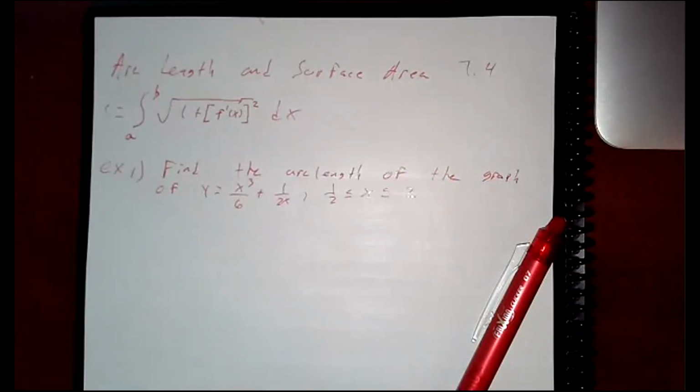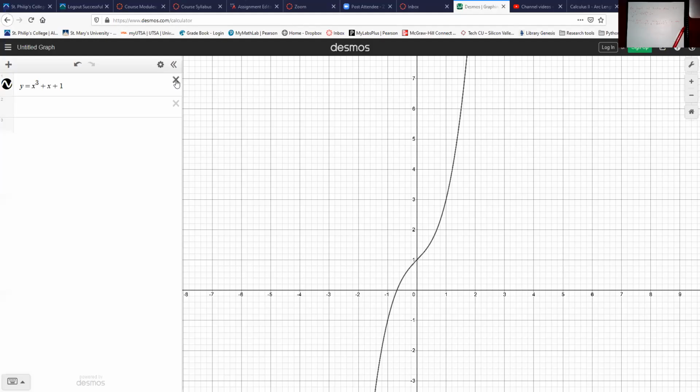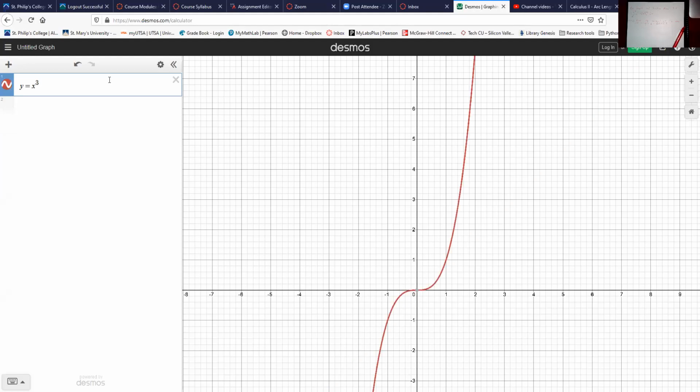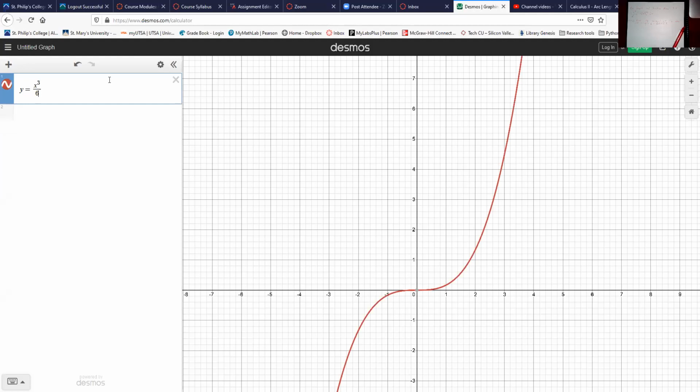So let's find out what that looks like. This funky function here, x cubed over 6 plus 1 over 2x. They want to know from 1/2. So here's 1, and 1/2 is right about here.